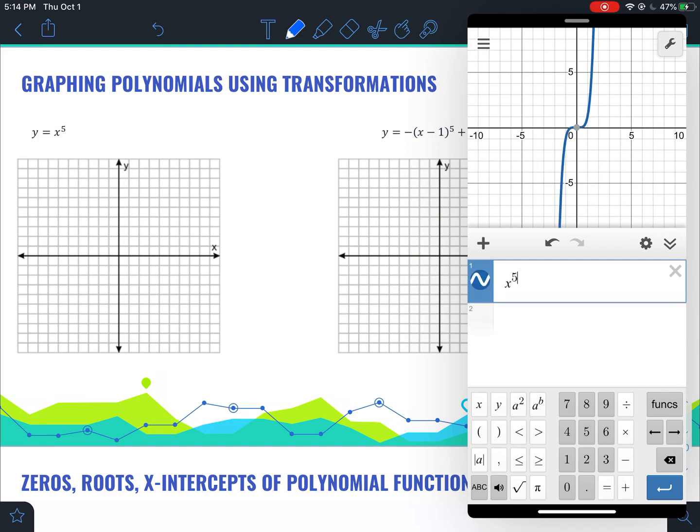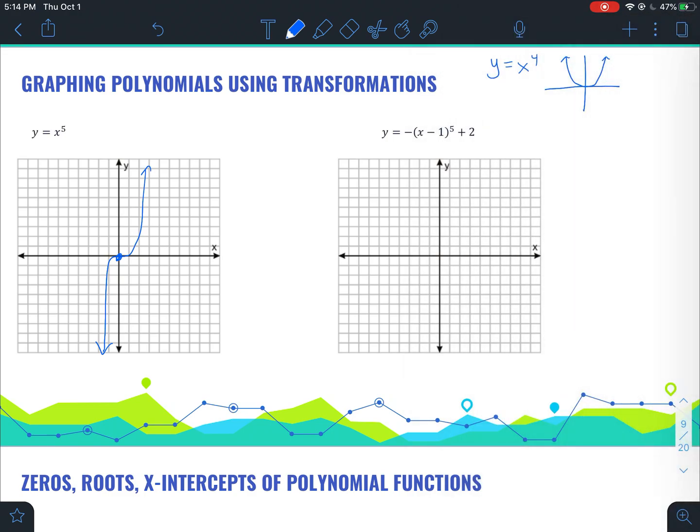So notice it looks like x to the third. It's just going to be a little bit flatter at the vertex than the x to the third function. So just like the quartics, or the x to the fourths, were flatter at the vertex, the x to the fifth is going to be a little bit flatter at its middle point at 0, 0. It flattens out a little bit there.